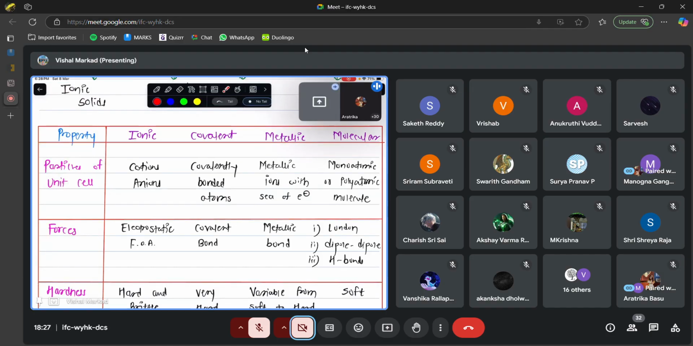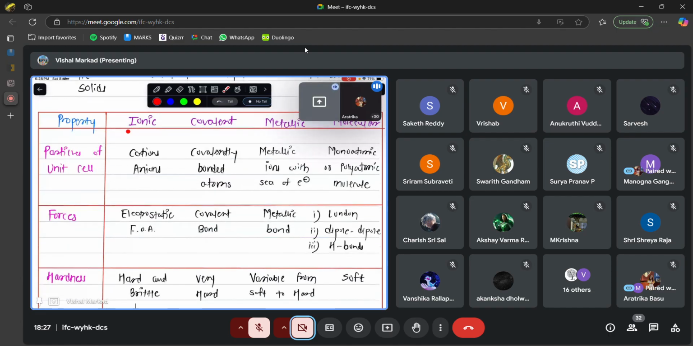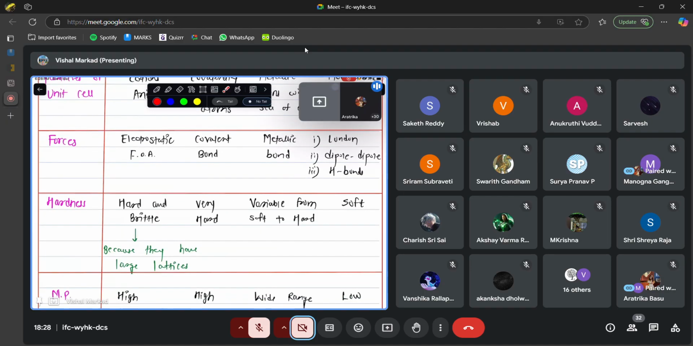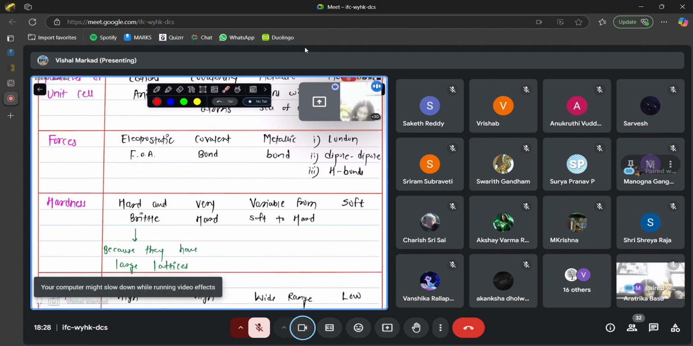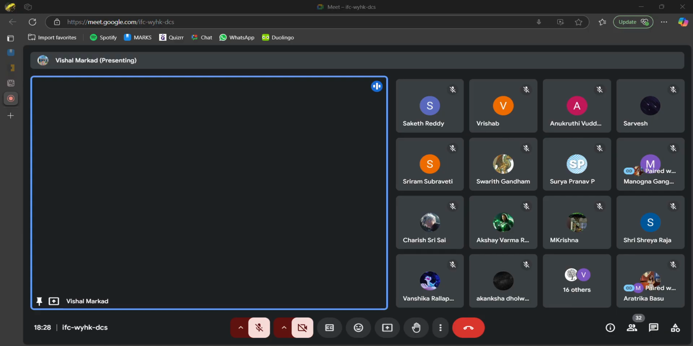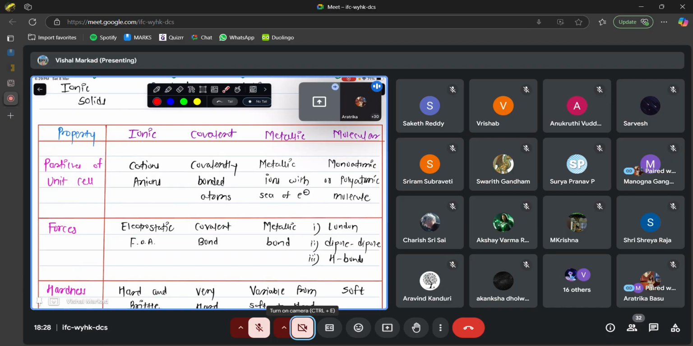Now, which is harder, ionic, covalent, metallic, or molecular? Ionic solids are hard and brittle, because they have large lattices. Means a bigger structure, continuous: Na, Cl, again Na, again Cl. That giant structure will be there. Diamond also has a giant structure. I'm not saying diamond comes here in ionic, I'm just saying such a big structure is there in ionic NaCl, continuous Na plus, Cl minus.